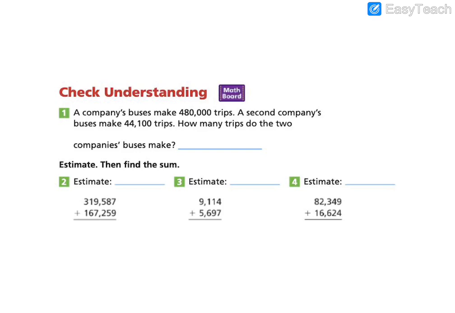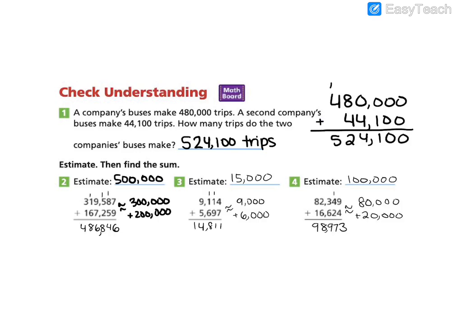Go ahead and complete the check your understanding. Press play when you're done. Right, let's go ahead and check your work. The first question asks us how many trips do the two companies' business buses make. I showed my work over here to show they make 524,100 trips. The next three asked you to estimate first and then find the sum.